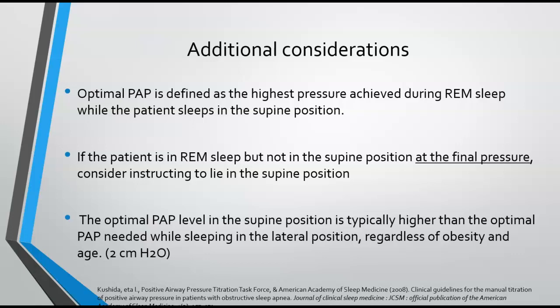Sometimes a patient may not be able to sleep supine, for example, due to back conditions or something like that, and we may not be able to get optimal titrations. But if possible, you can make the patient lie supine. The optimal PAP level in the supine position is typically higher than the optimal PAP needed while sleeping in the lateral position, regardless of obesity and age. Usually, it is 1 to 2 centimeters higher.